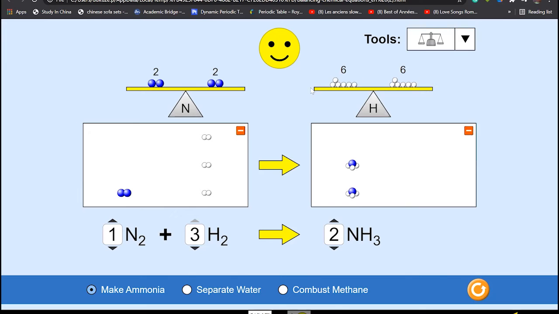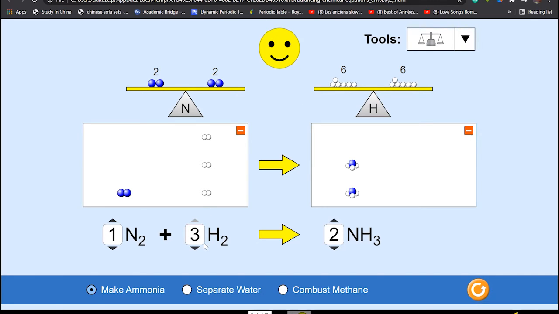Balance, what does it show on this side? Remember, for nitrogen, this is the left-hand side and this is the right-hand side. For hydrogen, this is the left-hand side and the right-hand side. And you can see that we have 2 and 2 on both sides. Here we have 6 and 6 on both sides.